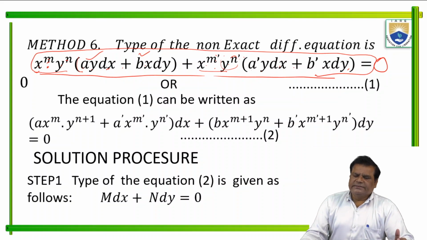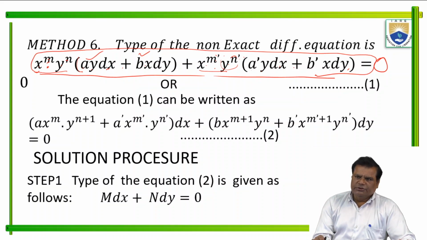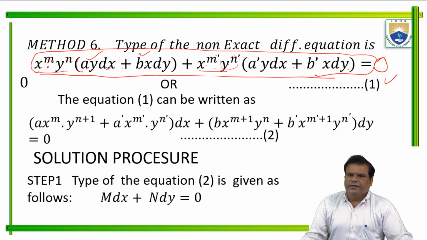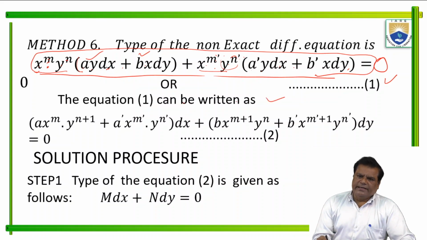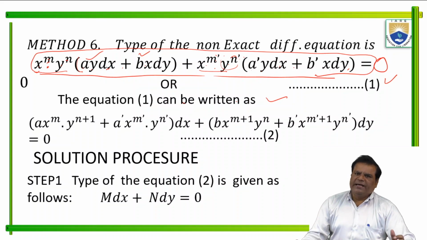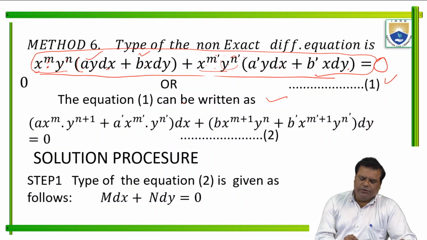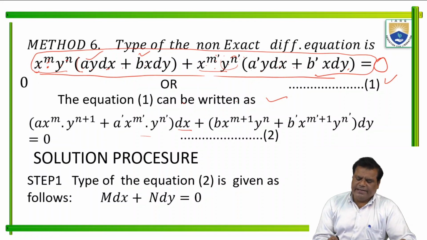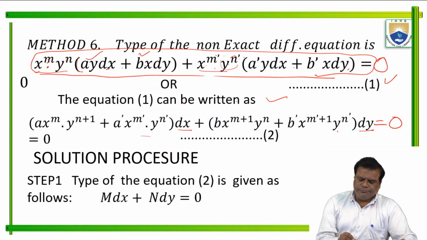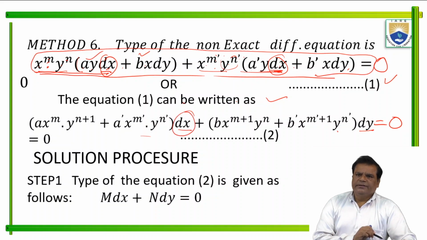How can we apply method 6? I am discussing it in detail. Consider equation 1. Equation 1 can be written in the simplest type, meaning a function of x and y multiplied by dx, and a function of x and y multiplied by dy, equal to 0. Here the first term has dx and the third term has dx, so we take dx common.